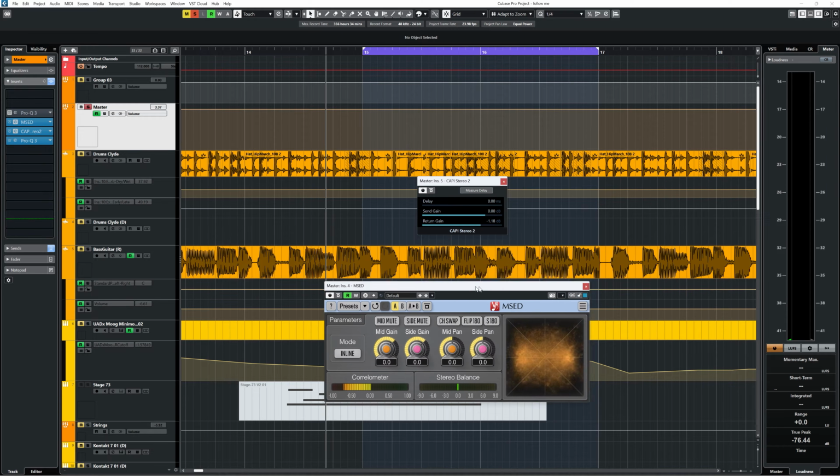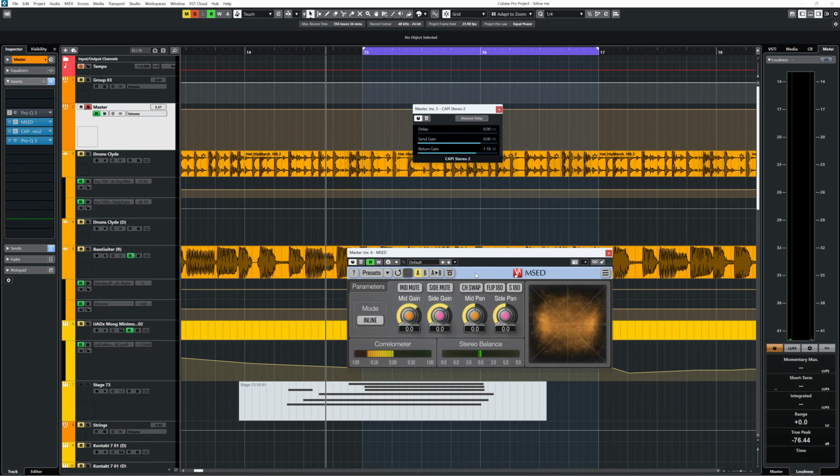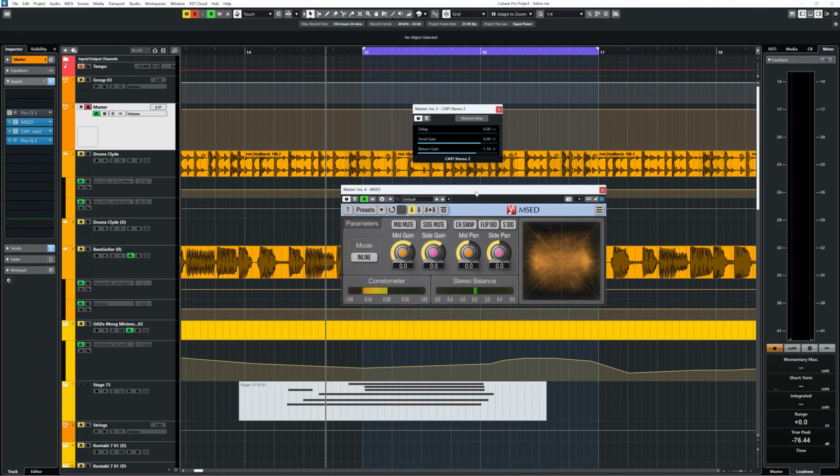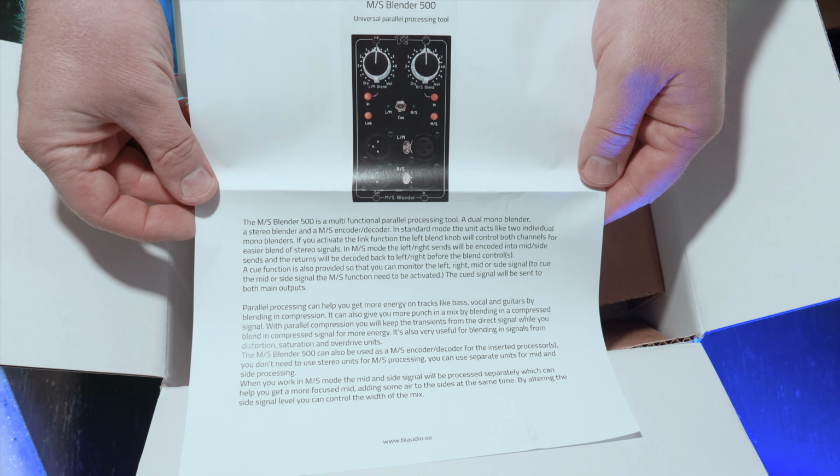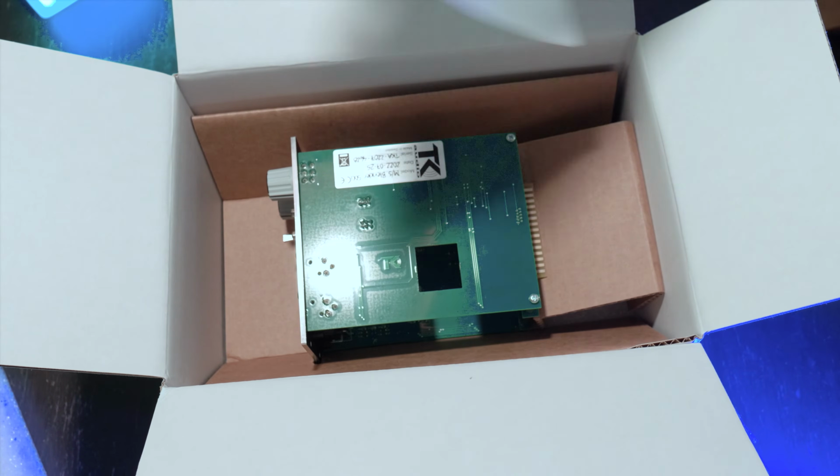I mix hybrid, which means I use both plugins and hardware in my mixes and masters. This raises a question for me. In what way can this hardware unit be of benefit for me which I cannot do via external aux effects in my DAW? There are a few possible benefits to using this hardware unit.